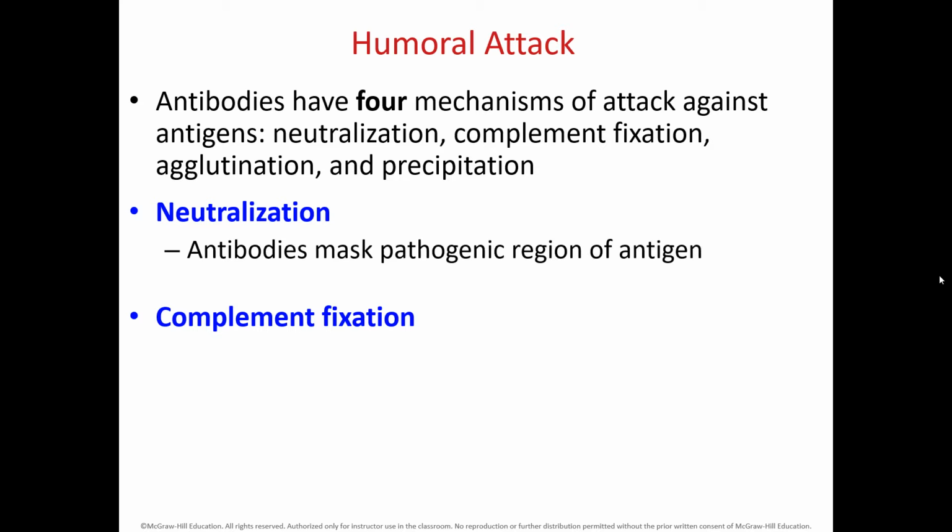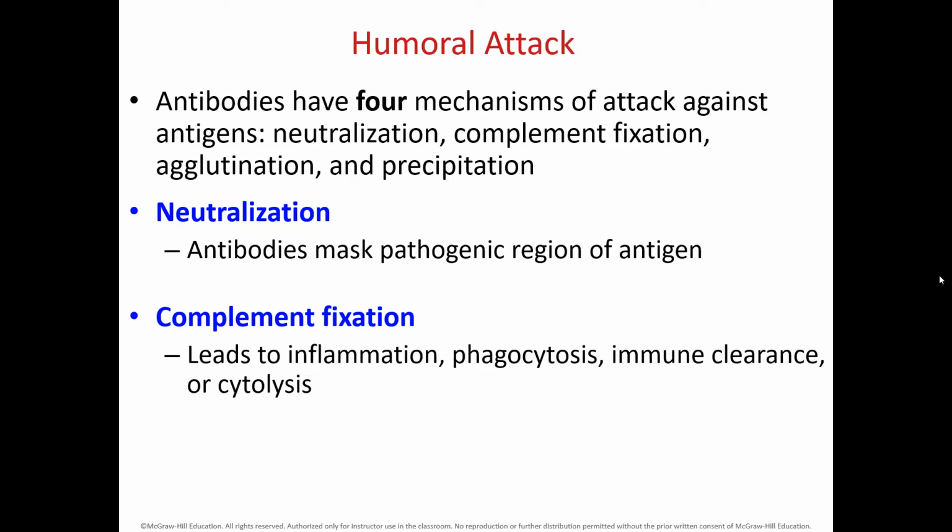So let's look at neutralization first. Neutralization is when antibodies mask the pathogenic region of an antigen. So there may only be one area of the antigen that's actually capable of causing the disease. For example, there may be one area on a virus that is actually the area that the virus needs to be able to get into a host cell. So if the antibodies can attach and cover that up, they have now rendered that virus incapable of getting into a cell.